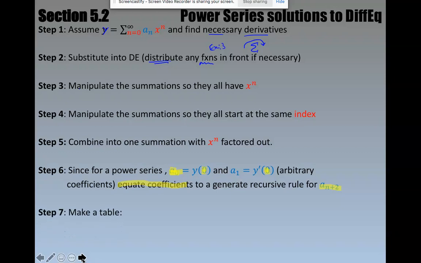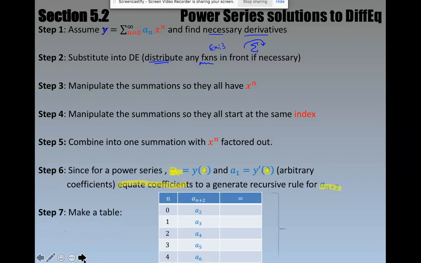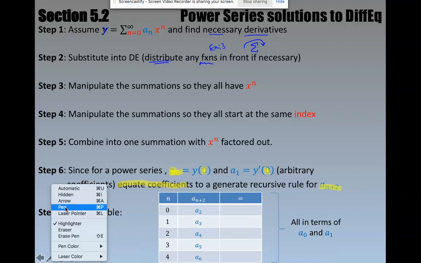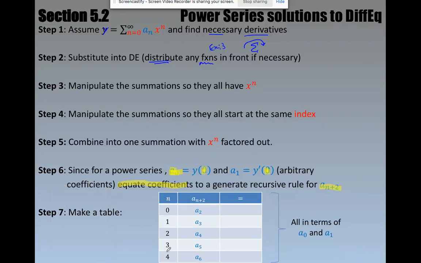How we're going to do that is making a table. And this is the part that probably won't make sense. You're going to have your n's here, your a sub n plus 2's here, and then you're going to have your rule here, and you're going to want to write all of these in terms of your arbitrary coefficients. Then you're going to look for a pattern, and you're going to be able to write a rule for the solution.